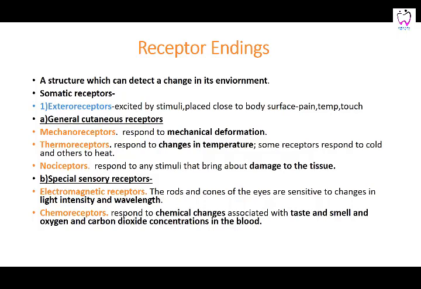Then you have the special sensory receptors which are related with special functions. That is, in the eyes, you have the electromagnetic receptors for the rods and cones, and you have chemoreceptors which are concerned with the chemical composition of the blood and associated with taste and smell also, and oxygen and carbon dioxide concentrations in the blood. These are your special sensory receptors. Those were your general cutaneous receptors.